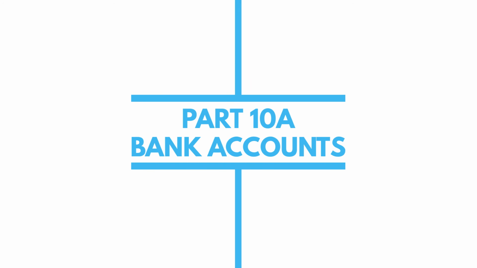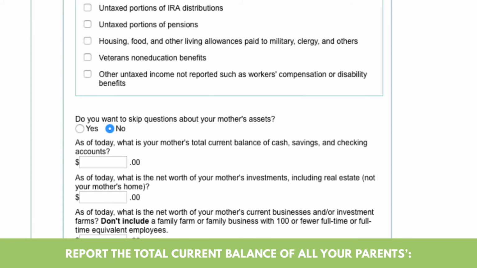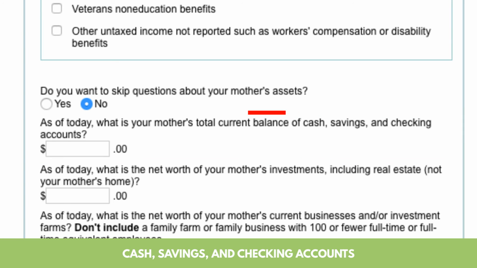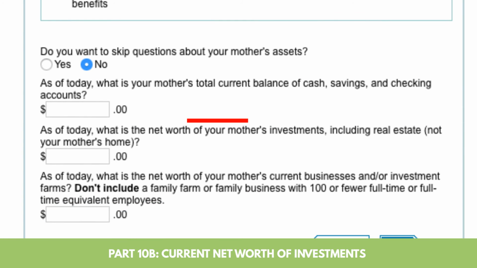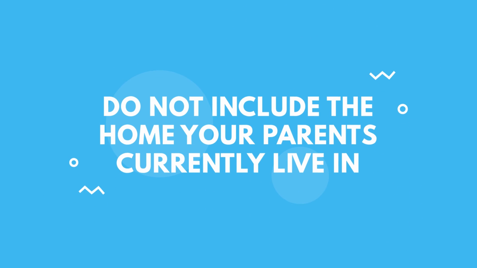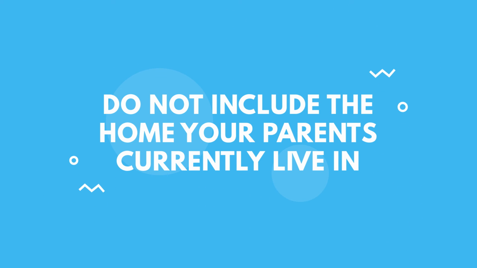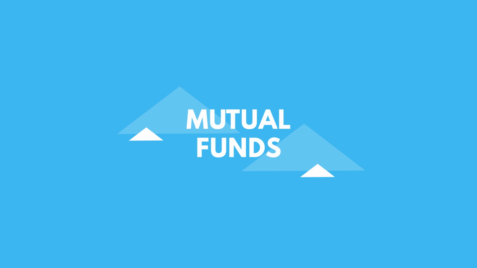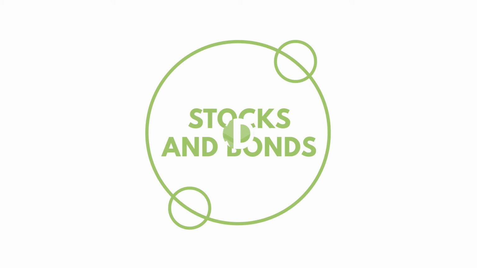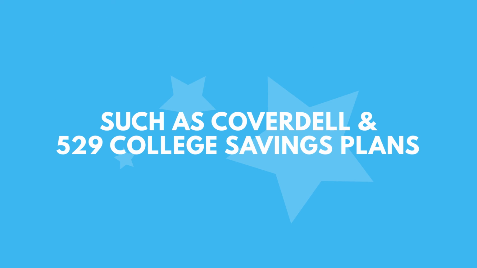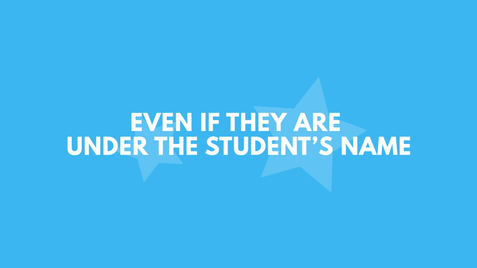Part 10A. Bank accounts. Report the total current balance of all your parents' cash, savings, and checking accounts. Part 10B. Current net worth of investments. This part includes any real estate owned. Do not include the home your parents currently live in, trust funds, money market funds, mutual funds, stocks and bonds, CDs, education savings account such as COVERDELL and 529 college saving plans, even if they are under the student's name.